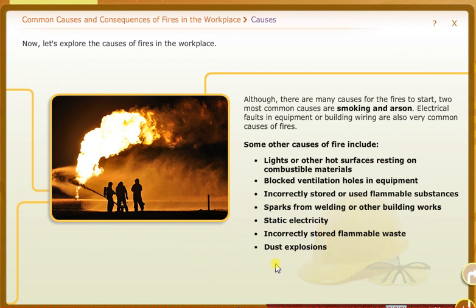Although there are many causes for the fires to start, two most common causes are smoking and arson. Electrical faults in equipment or building wiring are also very common causes of fires. Some other causes of fire include lights or other hot surfaces resting on combustible materials, blocked ventilation holes in equipment, incorrectly stored or used flammable substances, sparks from welding or other building works, static electricity, incorrectly stored flammable waste, dust explosions.